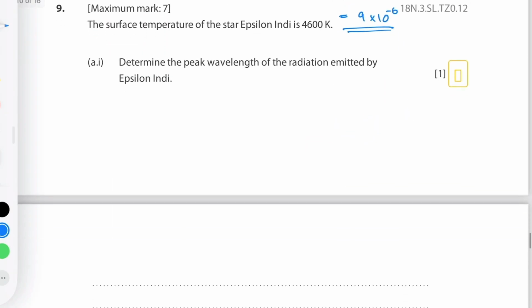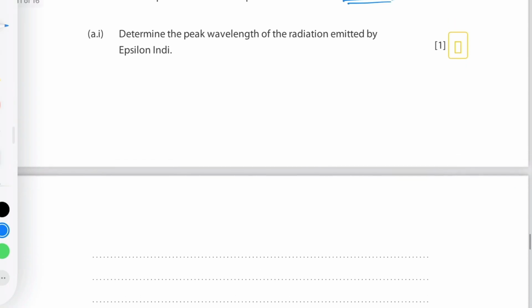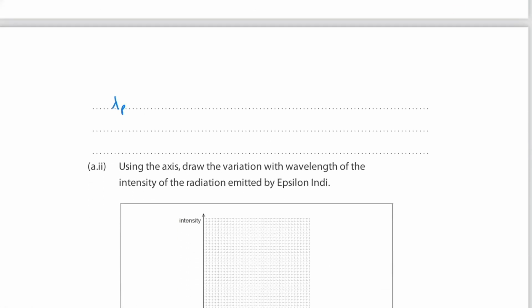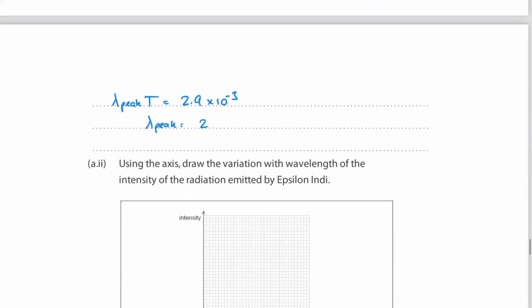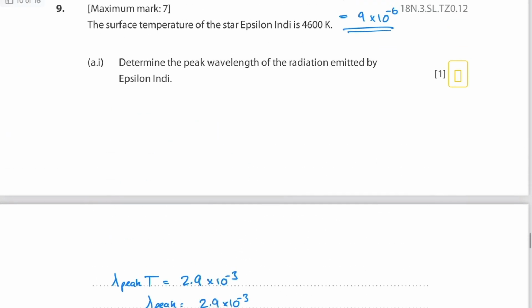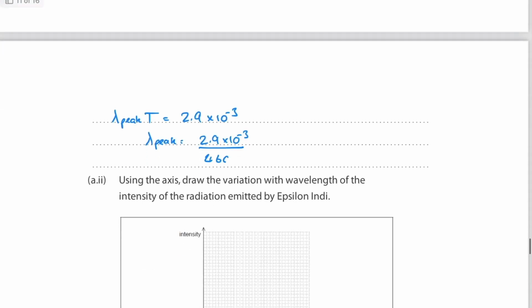9. The surface temperature of the star Epsilon Indi is 4,600 Kelvin. Determine the peak wavelength of the radiation emitted by Epsilon Indi. We're going to use Wien's law. So what do we want to find out again? Peak wavelength. Temperature, which is 4,600, which gives us an answer of 6.3 times 10 to the minus 7, which gives us 630 nanometers.